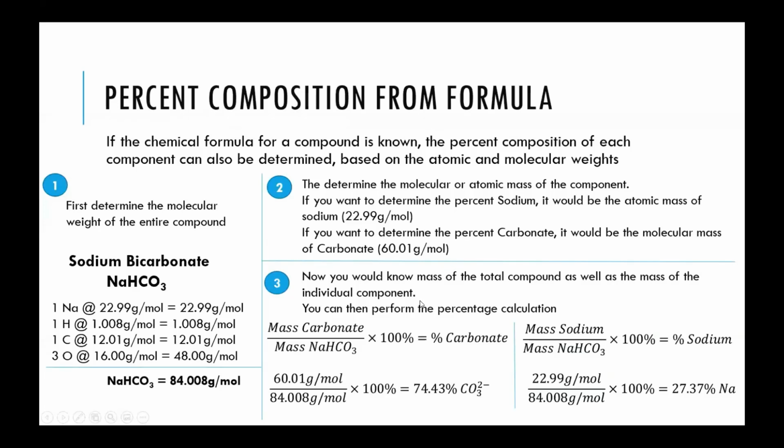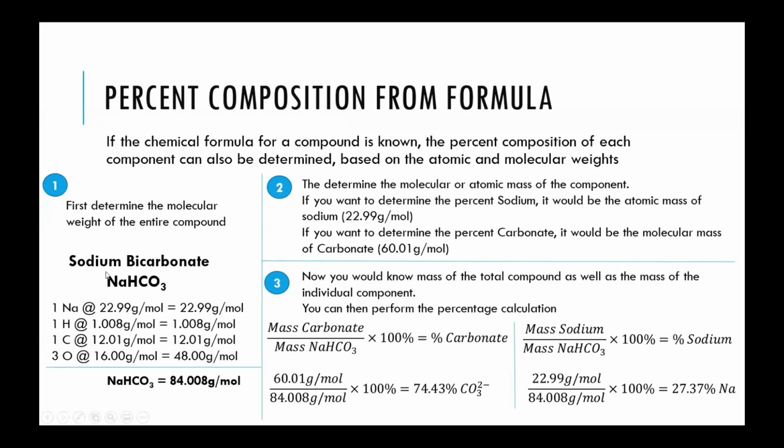So in either case, you know the total mass of sodium bicarbonate. You can know the mass of 1 sodium atom or of 1 carbonate that is contained within the compound. When you divide the mass of the component by the mass of the entire compound multiplied by 100%, that will give you the percentage by mass of the component.